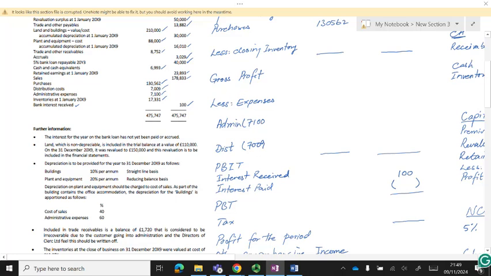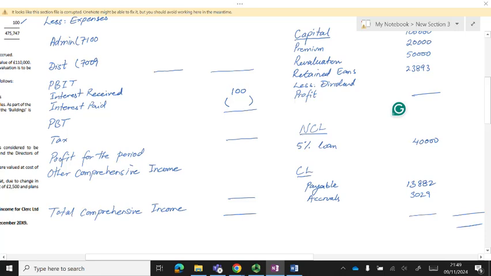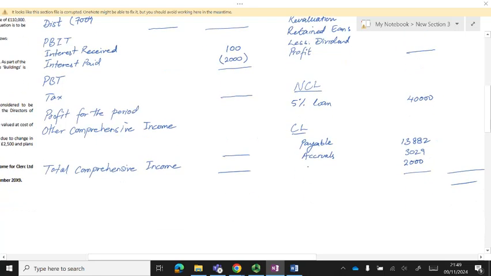Now dealing with the notes, it says the interest for the year on the loan has to be accrued. Now you can see that the loan balance is 40,000 multiplied by 5%, it is £2,000. So the interest expense should be recorded over here in the income statement. And because we have not paid for it, we have to record it as interest payable in the liabilities.